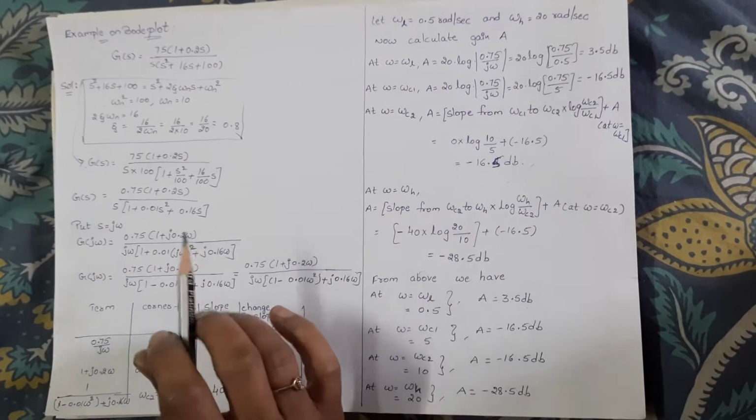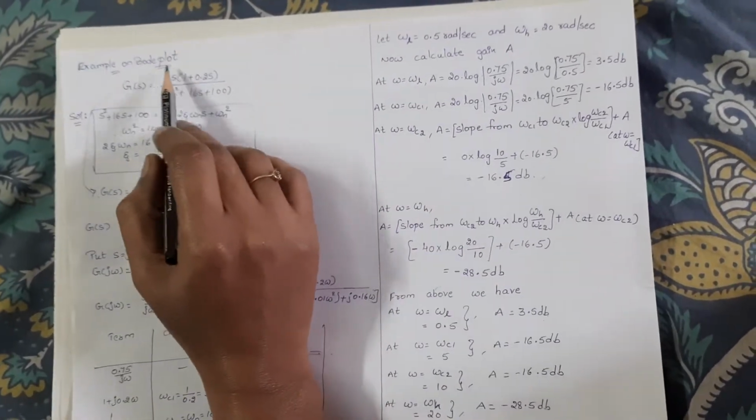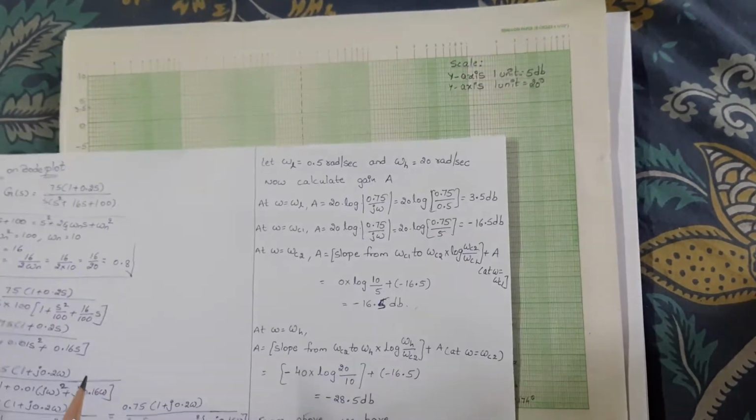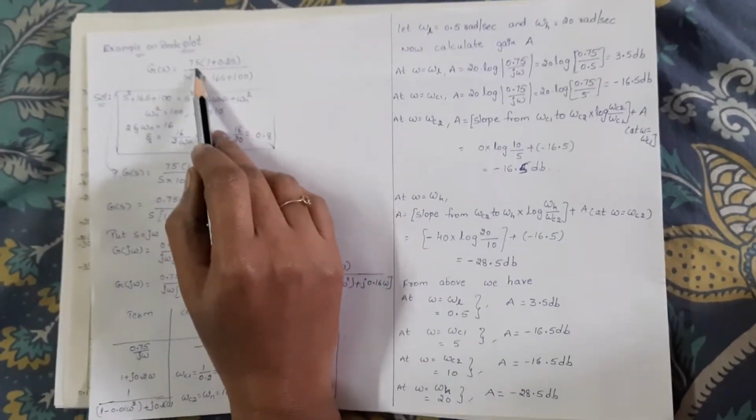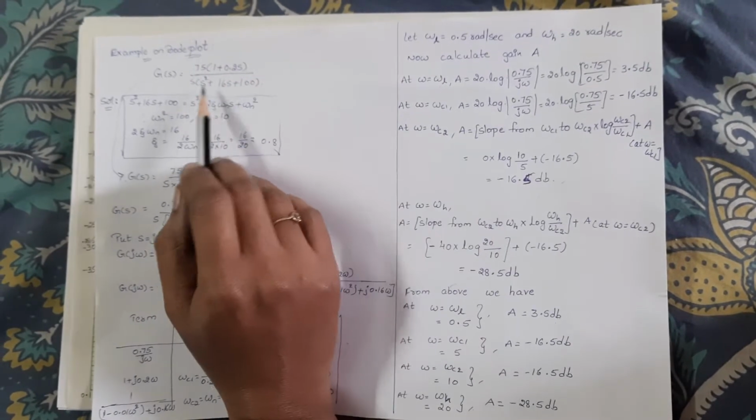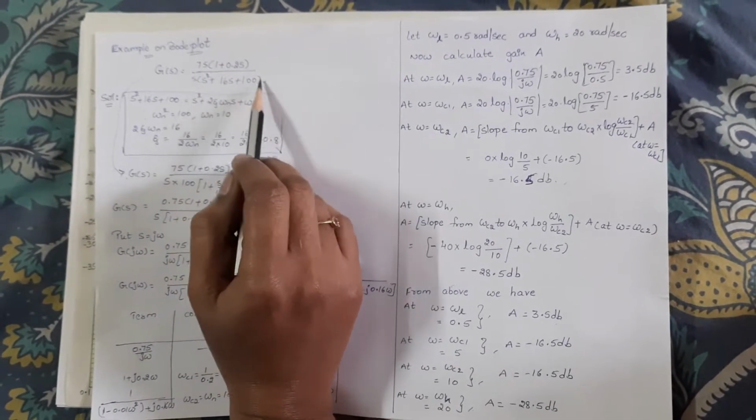Hi viewers, today we are going to see one example on Bode plot and how to plot it on the semi-log graph. So I took one example, G of s is equal to 75 into 1 plus 0.2s by s into s square plus 16s plus 100.